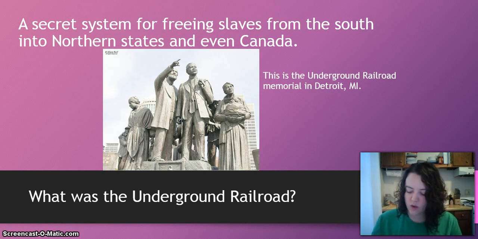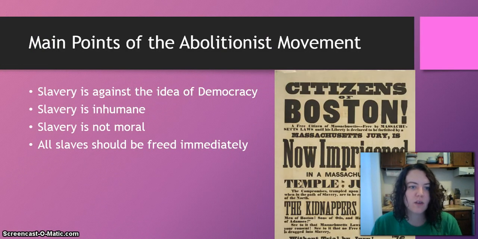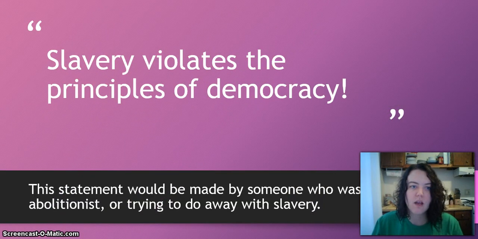Now the next question is, what are the main points of the abolitionist movement? And here they are. Slavery is against the idea of democracy. Slavery is inhumane. Slavery is not moral. And all slaves should be freed immediately. Those are the main 4 points of our abolitionist movement. And even though it wasn't a real organized movement, we need to remember that they all generally had these 4 things in mind as they were speaking and acting to free slaves.